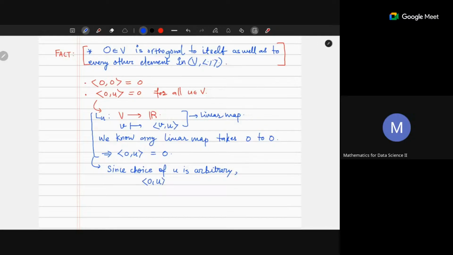it is 0 for all u in V. If you understand this proof, it is completely okay with me. If you don't understand, that is also okay. You just need to know this fact that 0 is orthogonal to itself as well as to every other element in the inner product space. Any question?